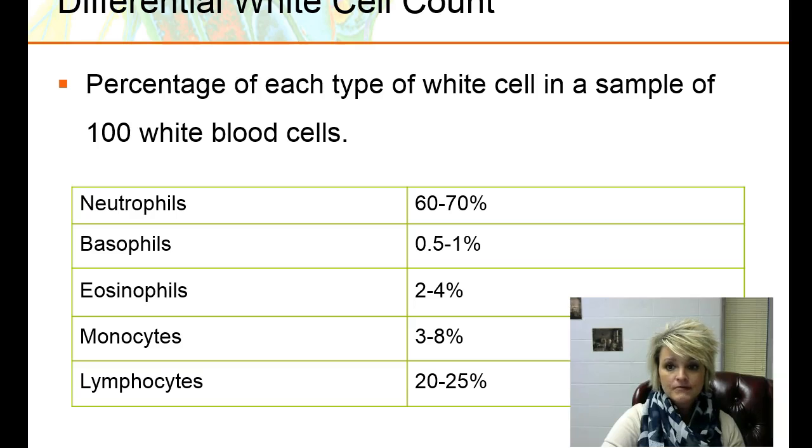neutrophils. Now let's say you have a patient that comes in and their basophils are elevated. Well, basophils are involved in inflammatory types of process, so that could tip me off that maybe there's something going on there. We also have eosinophils.